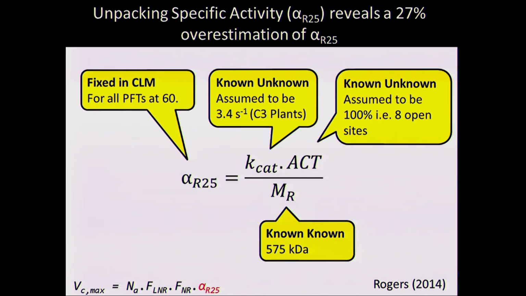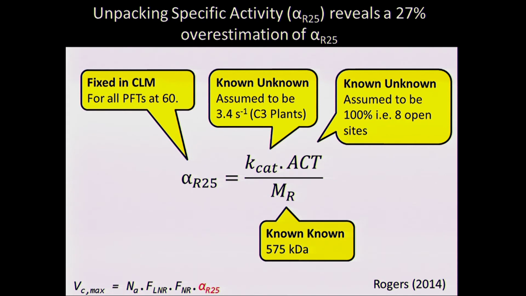And then the other thing I did was I looked at this term specific activity. So you can kind of unpack this a little bit into its constituent parts. And CLM uses a value of 60, and this was measured pre-sequencing, pre-sophisticated measurements, and they've just kept that value. But we know various different things about this.